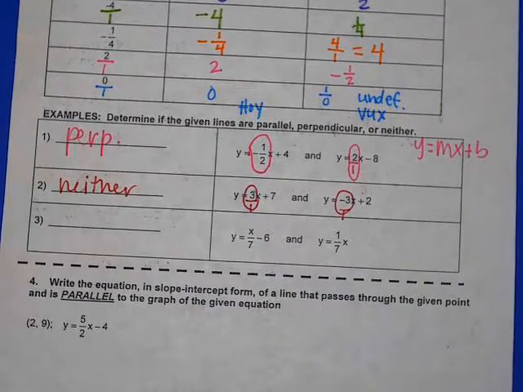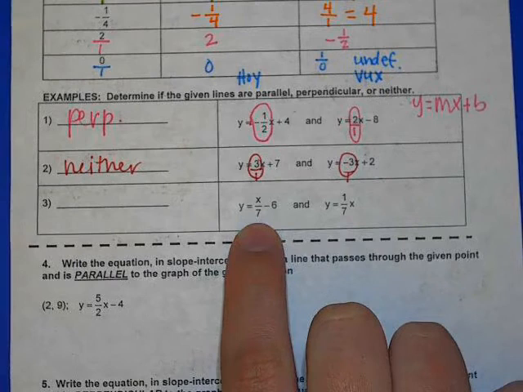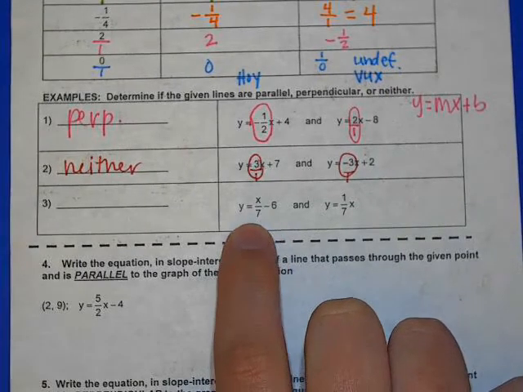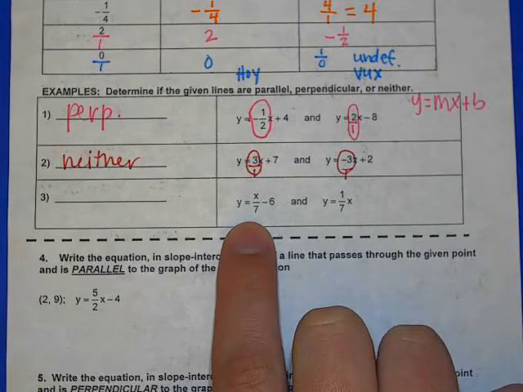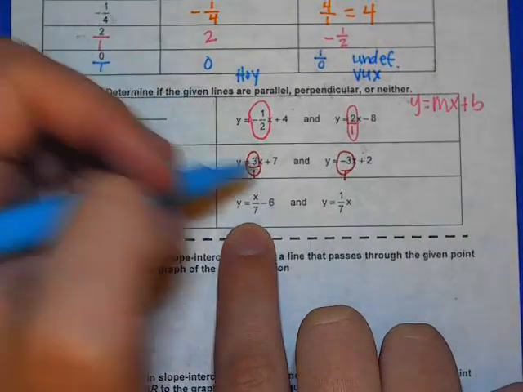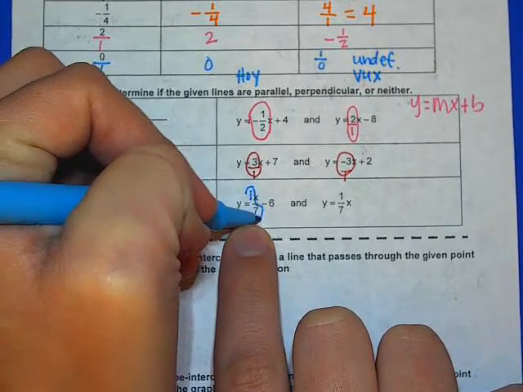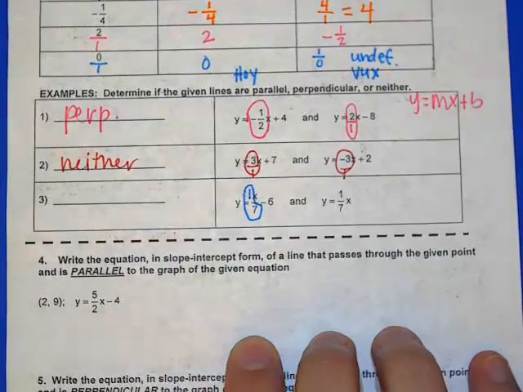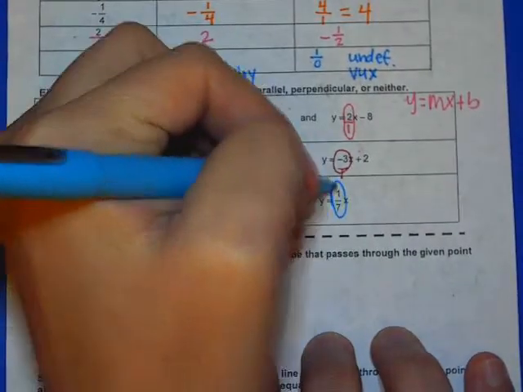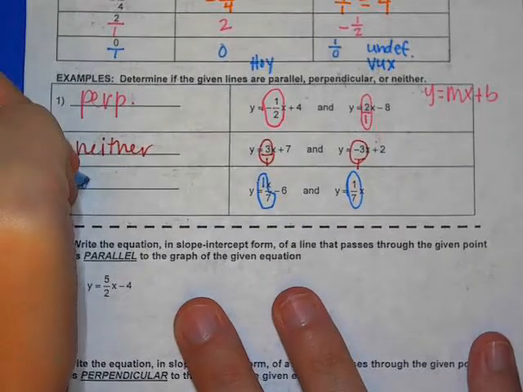Next one. What's the slope of this one? 1 over 7. Right. Can I say x over 7 as a slope? Can you do rise over run with x? No. What number is in front of the x? 1. So my slope is 1 over 7. What's the slope of the other one? 1 over 7. Parallel, perpendicular, neither? Parallel. They're the exact same.